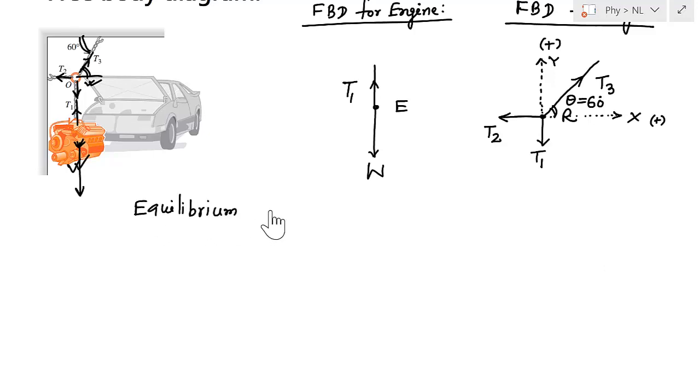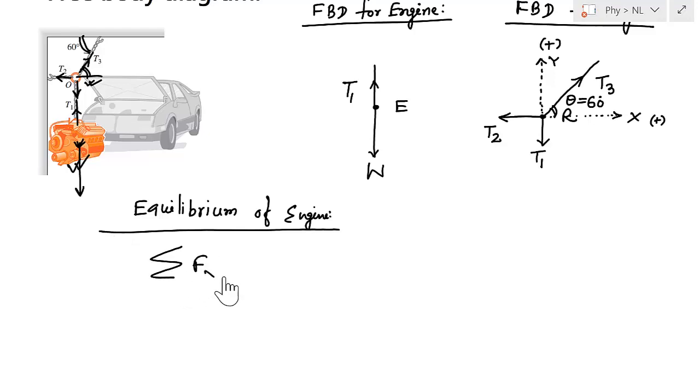So, equilibrium of engine. Now what are the forces that are acting? In this case there is no horizontal force. So if I consider the summation of all horizontal force components equal to 0, this does not give anything, because in the horizontal direction nothing is acting.